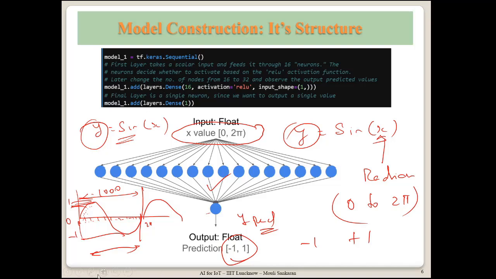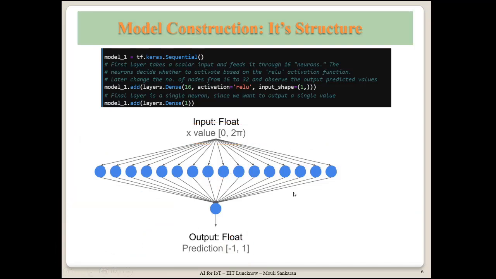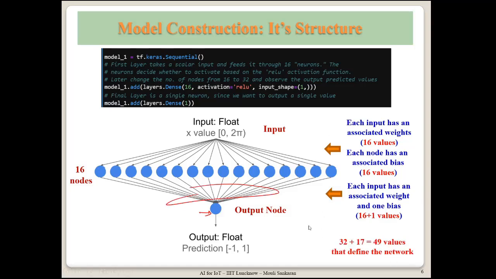Okay, this is how we are initially building a network. Now, 16 nodes, an input node, and an output node. Each input has 16 associated weights. Each node has an associated bias, so there are 16 biases, and each input has one bias because only one bias is coming in, and then we have 16 weights here. So you can add up everything, and it will be 49.